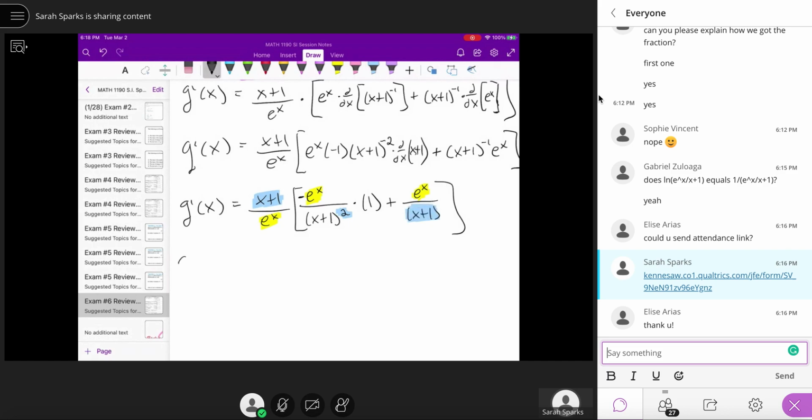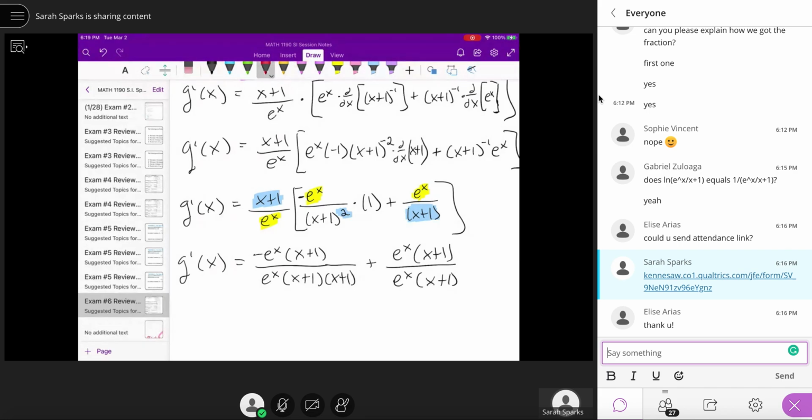So distributing that, I can write it out, so maybe it makes a little more sense. We have negative e to the x times x plus 1 over e to the x, x plus 1 squared. I can just write that as x plus 1 times x plus 1 plus e to the x, x plus 1 divided by e to the x, x plus 1. So all I did was distribute that first part to each fraction.